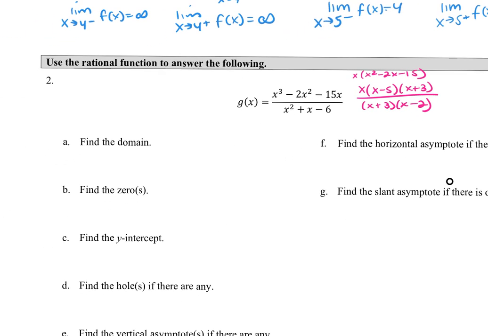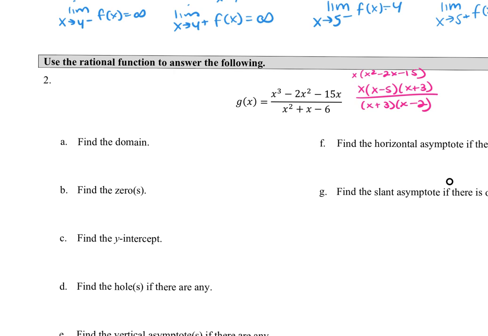So my domain comes before I cancel anything out. Set my denominator not equal to 0, and I get that x cannot equal negative 3 or 2. So it'd be negative infinity to negative 3, negative 3 to 2, and 2 to positive infinity.